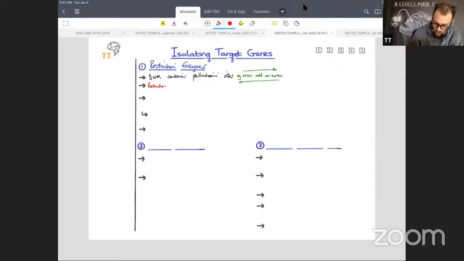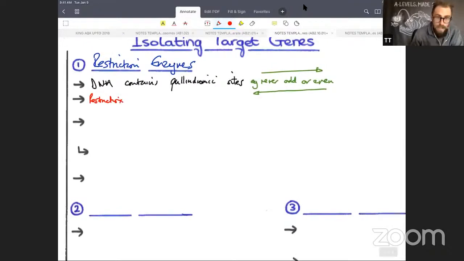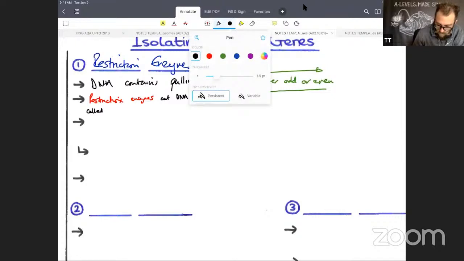I'm going to zoom in a little bit here if the iPad's going to let me. Restriction enzymes cut, you could say hydrolyze, DNA. I'm quite short on space here. And they're specific palindromic sites, I'm just going to write sites called restriction sites.